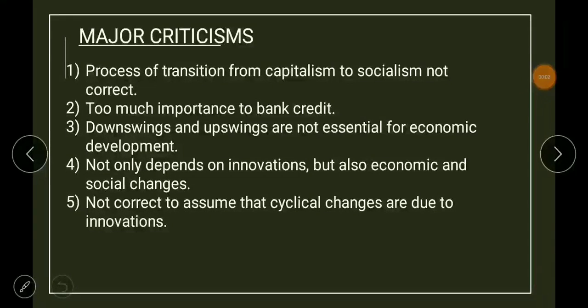Some major criticisms of the Schumpeterian analysis are as follows. The process of transition from capitalism to socialism that is described in this theory is not correct. Too much importance is given to bank credit. The downswings and upswings are not essential for economic development. Economic development not only depends on innovations but also on economic and social changes. Finally, it is also not correct to assume that cyclical changes are due to innovations only.